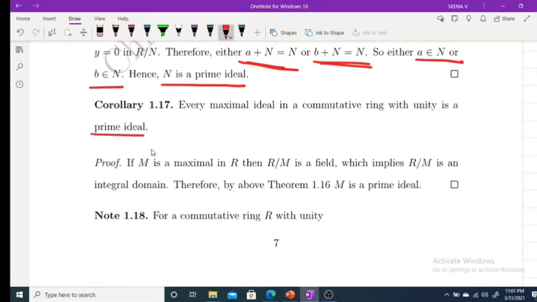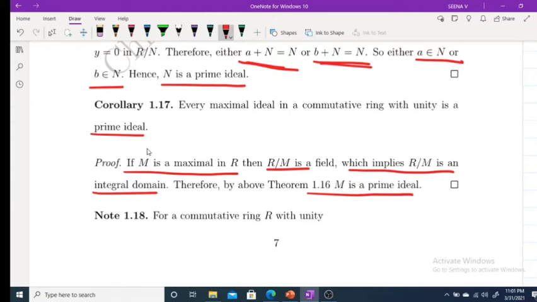The proof is very easy. Suppose M is a maximal ideal in R. Then by the previous result, R over M is a field. Every field is an integral domain, therefore R over M is an integral domain. This implies M is a prime ideal. Therefore, every maximal ideal is a prime ideal.